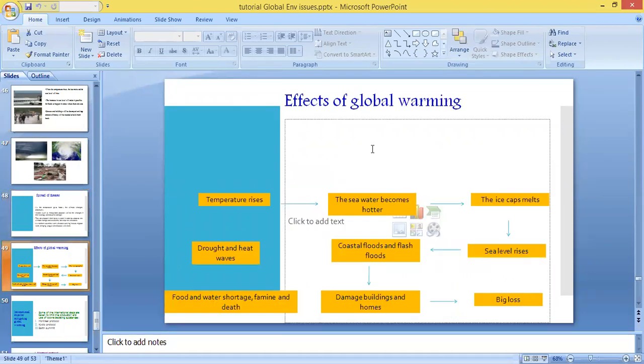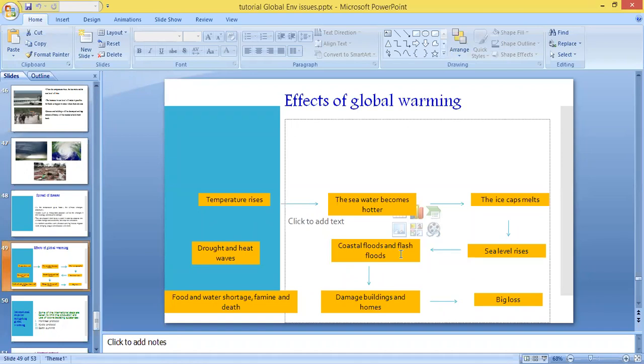So the effects of global warming are mentioned over here. Temperature rises, the seawater becomes hotter, the ice cap will melt, sea level will rise, and coastal floods and flash floods will happen. Okay, there will be droughts and heat waves. Food and water shortages will be there, which will result in famine and death in certain circumstances.